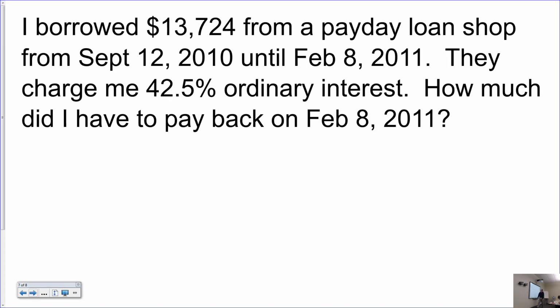With that being said, of course, awesome problem. Sorry, I made the numbers annoying. Right, 13,724. From September 12th, 2010 until February 2011, they charged me 42.5% ordinary interest. How much did I have to pay back on February 8th, 2011?